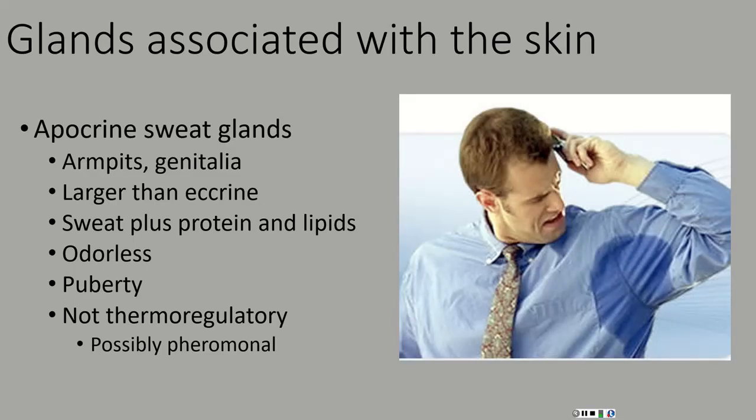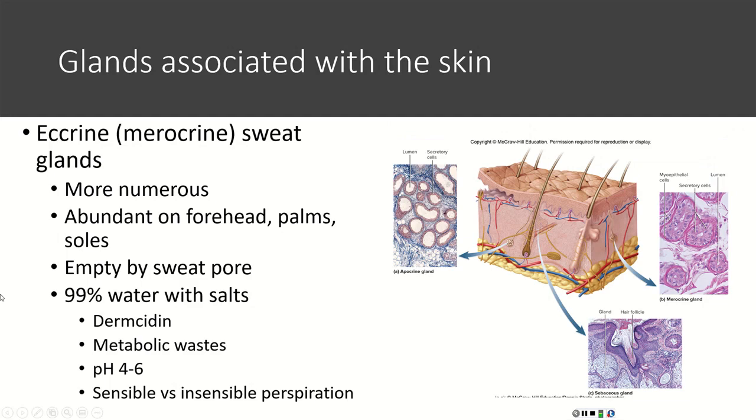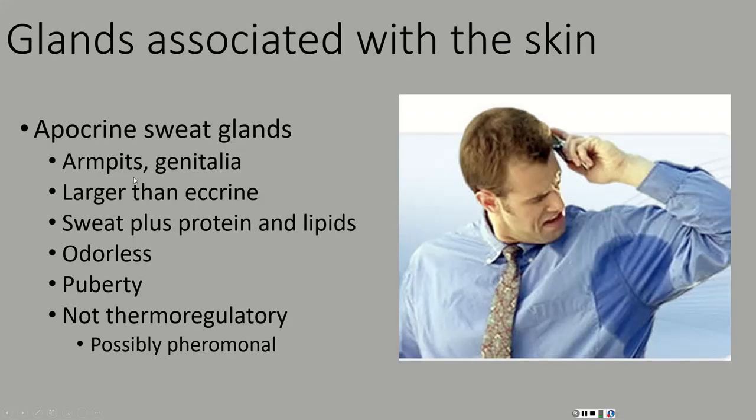But then we also have apocrine sweat glands. While the eccrine sweat glands are more numerous, all over the body, but especially abundant on the forehead, the palms of the hands, the soles of the feet, the apocrine sweat glands are not nearly as numerous. They are clustered together in the armpits, around the genitals. In males, they're clustered in the beard area. And they still produce sweat. But in addition to everything that we saw in the eccrine glands, we also see fatty acids, so lipids. We see proteins.